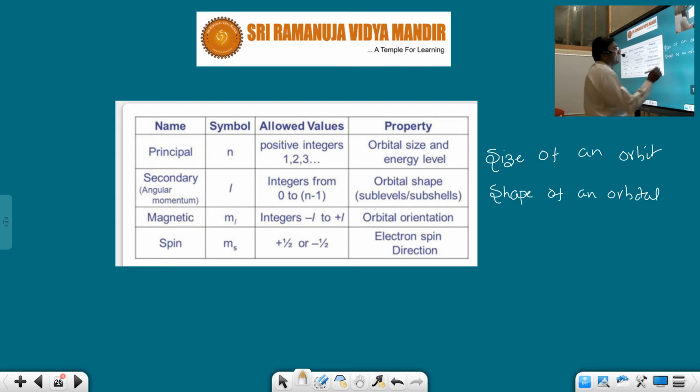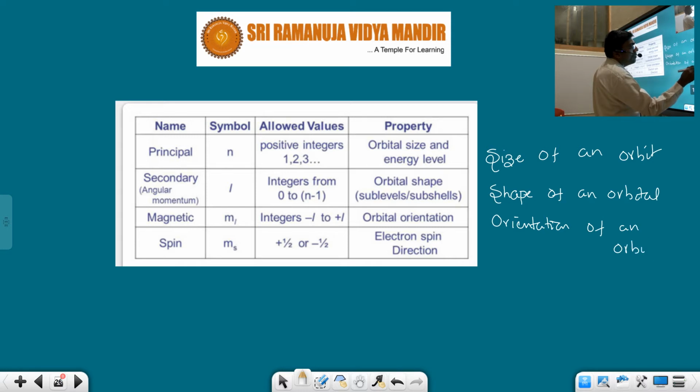Now, the magnetic quantum number signifies the orientation of an orbital. And the spin quantum number signifies the electron spin in the clockwise or anti-clockwise direction.